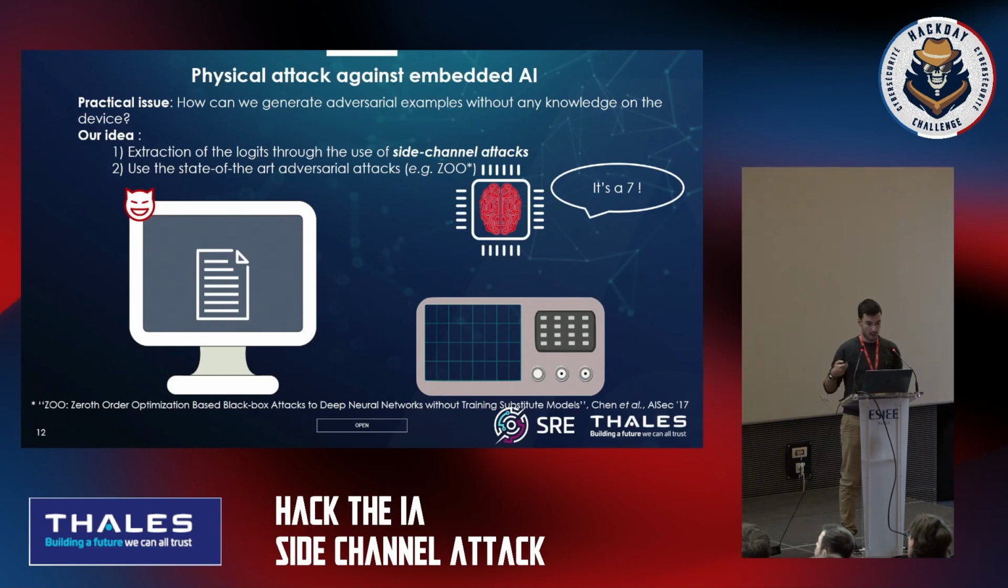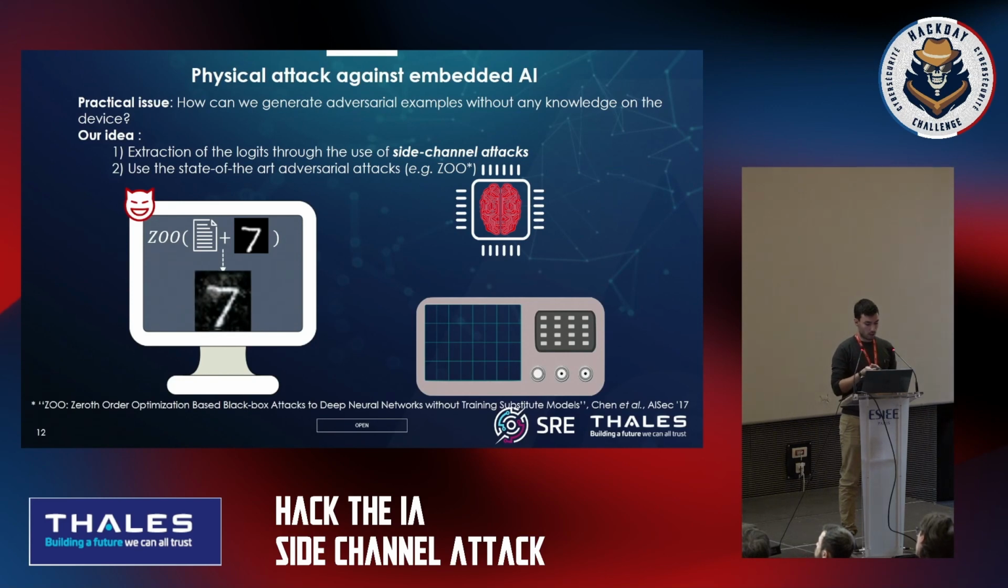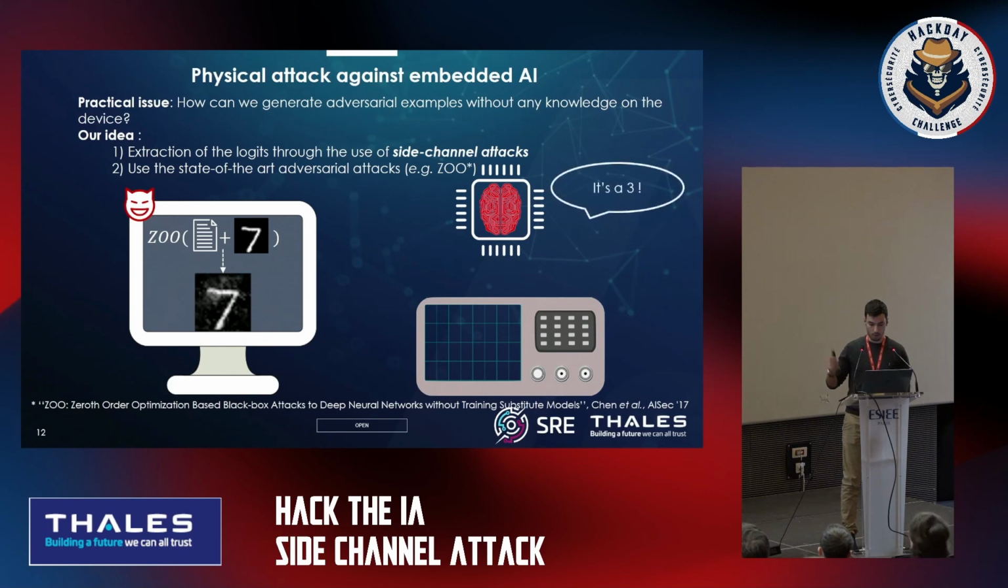Once this physical trace is obtained, the adversary will analyze it using some statistical tools in order to retrieve the logits. Then, once those logits are extracted, so once the first phase is conducted, the adversary will use the ZOO tool in order to generate the adversarial example, and then send this adversarial example to the neural network to fool the decision-making process. So here we use the side-channel attack in order to retrieve the logits, and so in order to conduct an attack in a full black box scenario. So we have no prior knowledge on the AI.